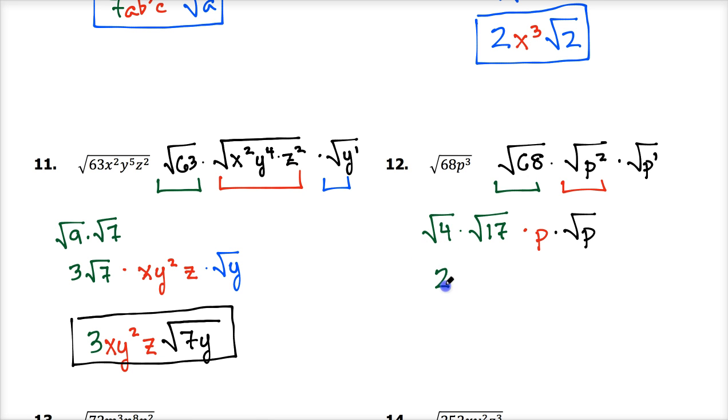Radical 4 is 2, so this becomes 2 radical 17 times p times radical p. So in the end, I have my whole number 2, my variable p, and then when I multiply those radicals back together, it gives me radical 17p.